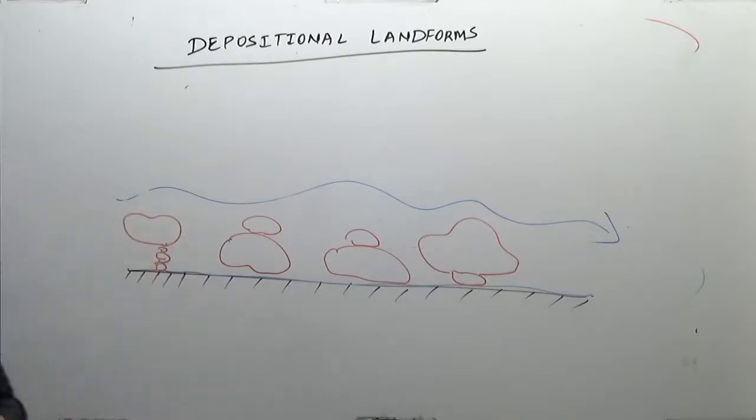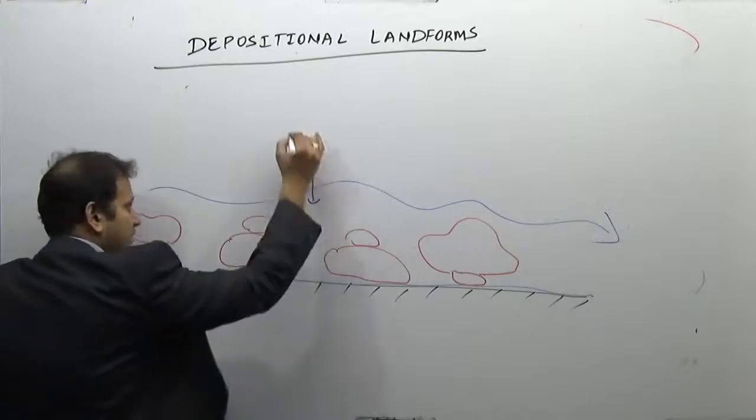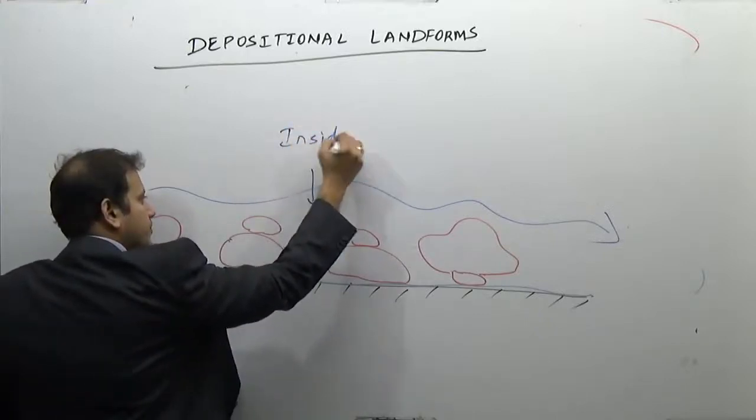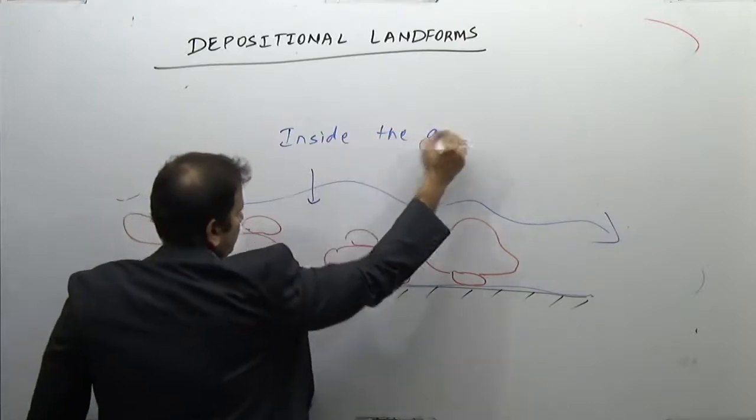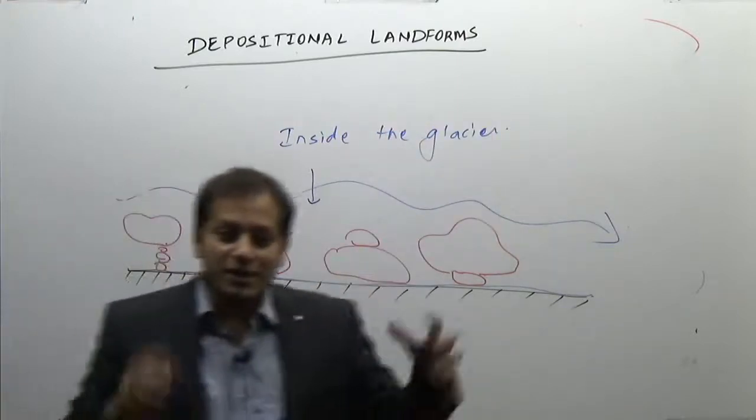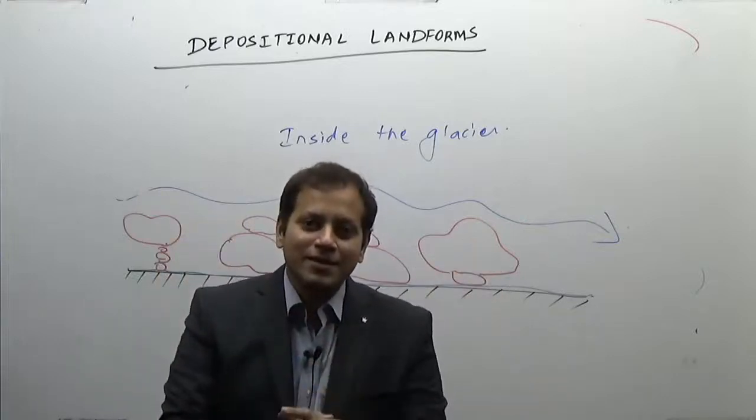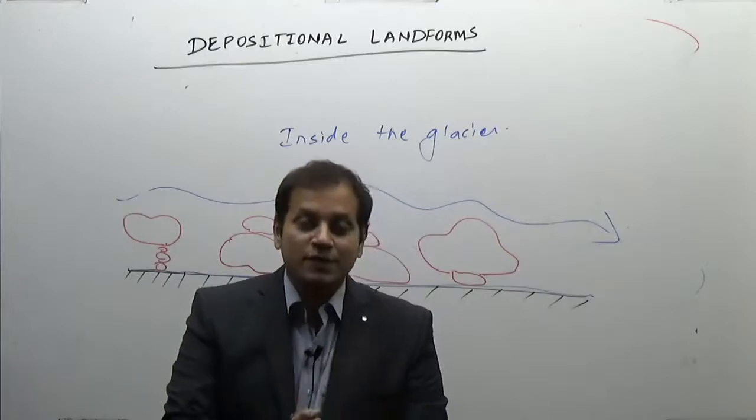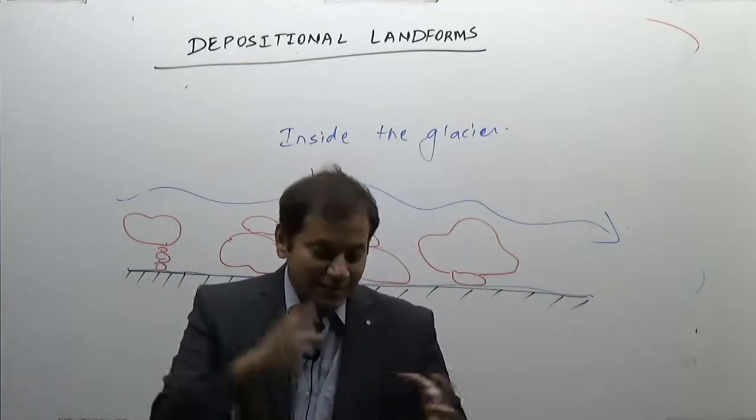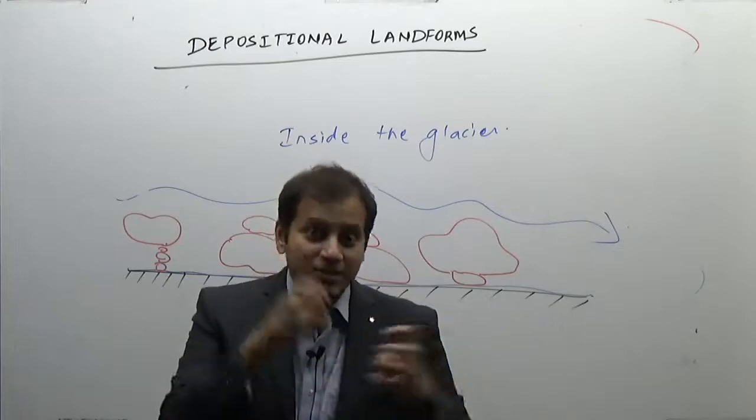Which are present inside the glacier. So we are taking this view which is inside the glacier. Now, because they are deep inside the glacier, they are pressed by the force, by the pressure of the glacier, and then they get stuck to each other, like a glue.